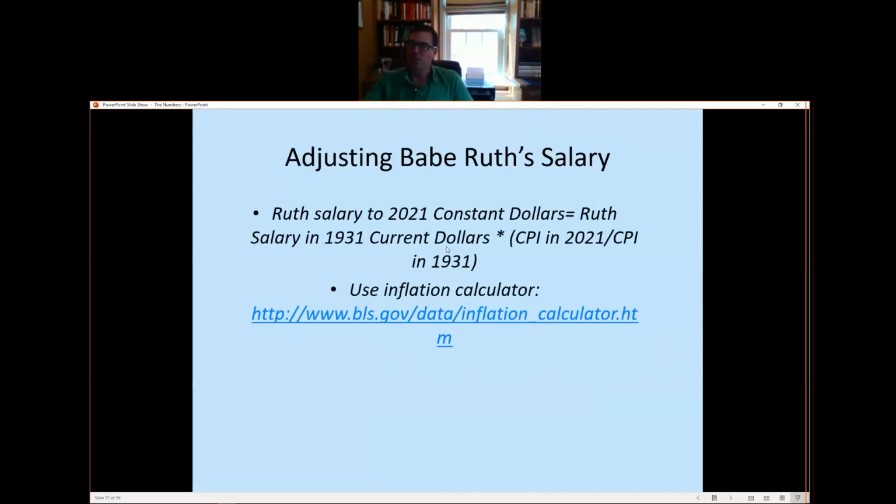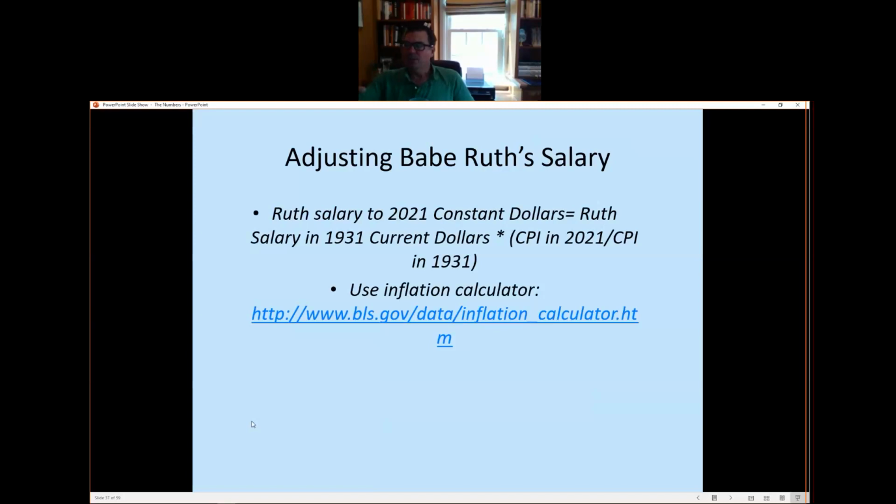What it's really doing is taking the salary in 1931, which is 80 grand, and multiplying it by the ratio of the CPIs. And because I'm not going to do it in front of you, I'll just tell you, it would come out to 1.3 million. So Ruth made the equivalent in 1931 of making 1.3 million today. So Ruth was very wealthy, right? A wealthy man, but nothing like today's players.